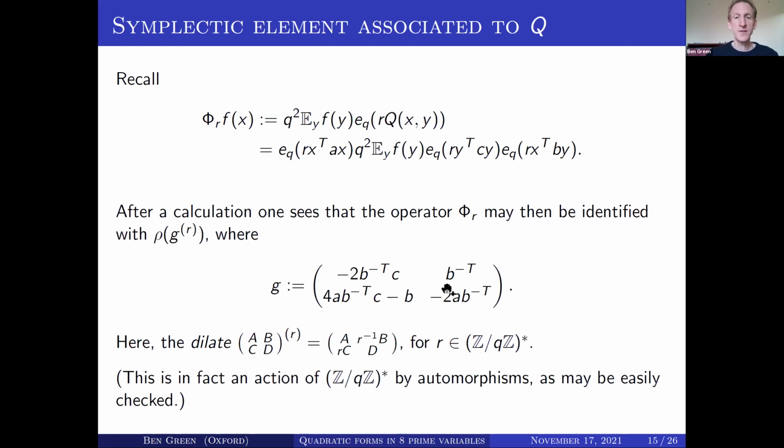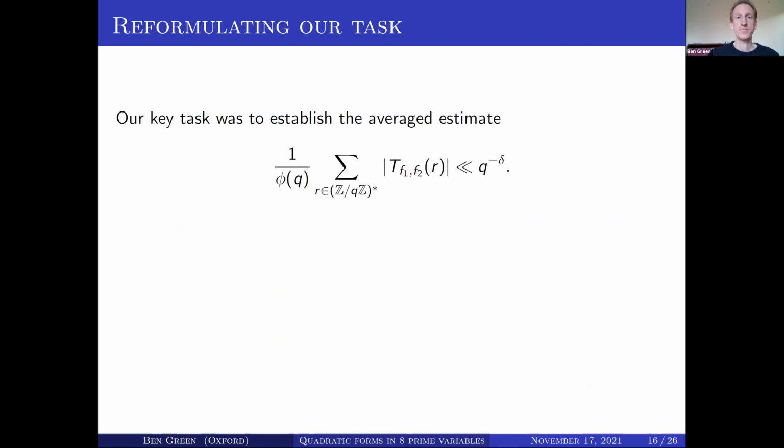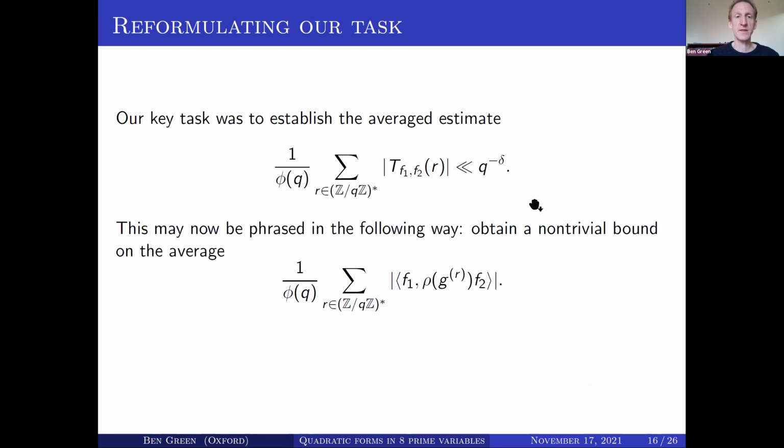So we're interested in this particular element and its dilates, the Weil representation at those elements. So with all that set up, we can rephrase what was our key task. Our key task was to estimate a certain average of exponential sums and show that it's slightly better than the trivial bound. And I can now phrase that in an equivalent way in terms of the Weil representation, which is as follows. This is just the same statement: to obtain a non-trivial bound for this average.